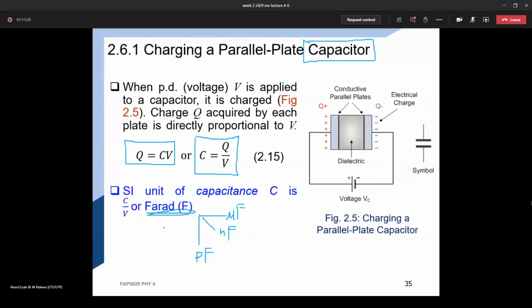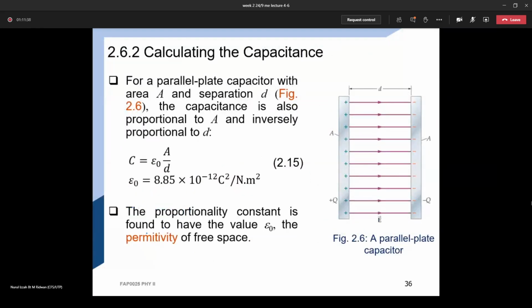This equation is for you to find the capacitance when you are given the voltage and the amount of charge buildup. On how to calculate the capacitance of the capacitor itself, because it depends on the area and also on the distance between the two plates, the equation is this. It is given by C equals epsilon naught A over d. So what is this C? It is the capacitance in farad. Epsilon naught is the permittivity of free space. So this should be a constant.